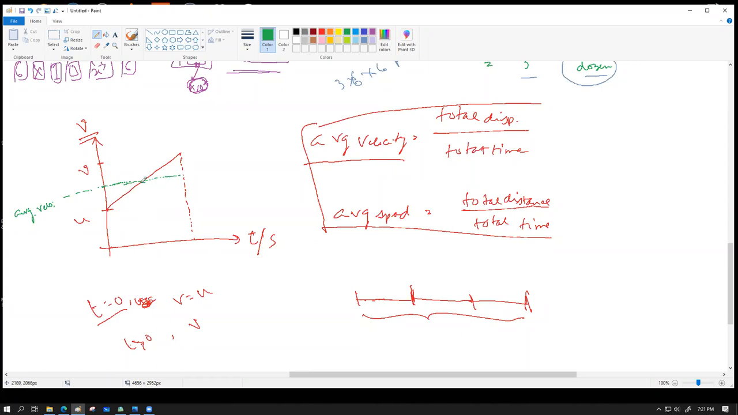So yes, after this time, the covered distance for the trapezium and the covered distance under this green line should be equal, which means that the area of this rectangle should be exactly equal to the area of this trapezium. Can we agree on that?